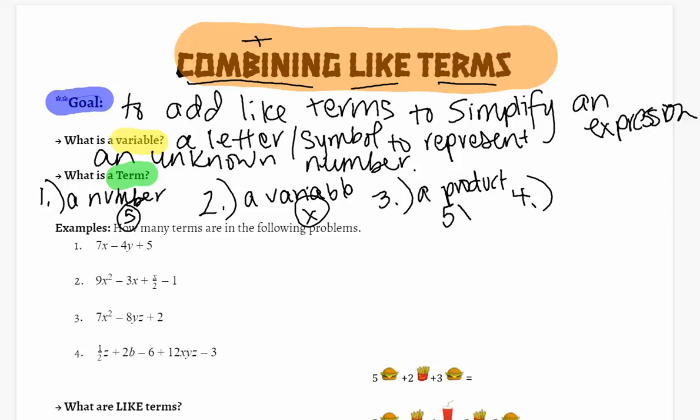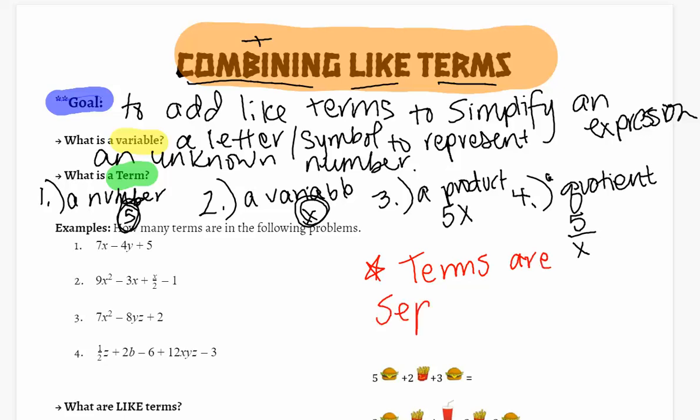Or a term can be a quotient. A quotient in math means a division problem. So again, if I take my number and my variable and I divide, remember we don't use this symbol anymore. We would then use the fraction bar to be a quotient. So a term is made up of one of these four things. It can be a number, a variable, a product, or a quotient. One really important thing we have to remember, and we're going to put it in color, is terms are separated by plus or minus signs.